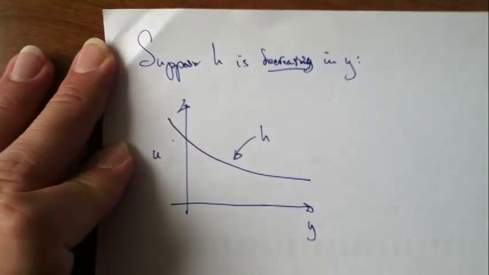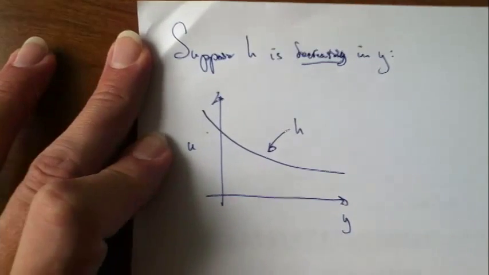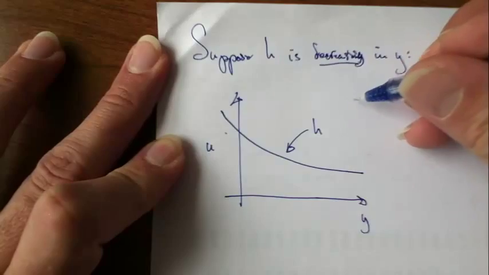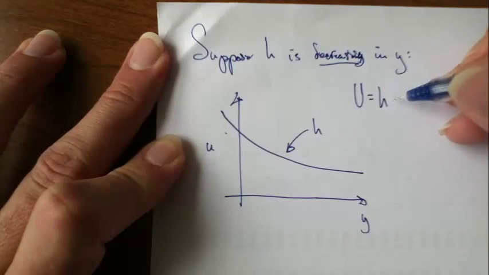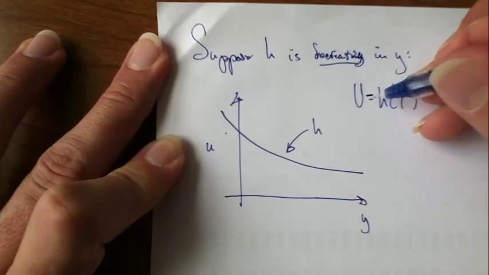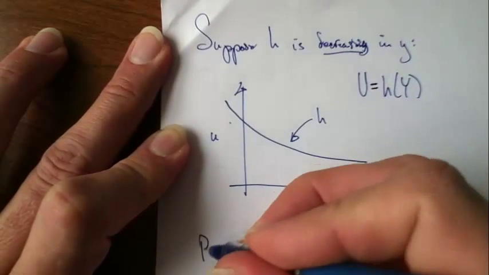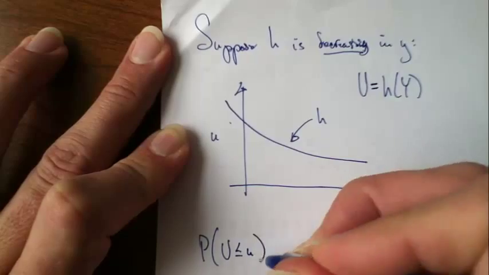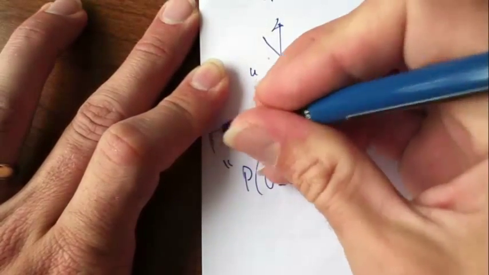Now let's suppose that h is actually a decreasing function in y. That is, maybe we can express our random variable u as h of y, and that's something that's decreasing in y. Now, let's take a look at the CDF for u. This is the CDF for u, exactly. That's f sub u of u.